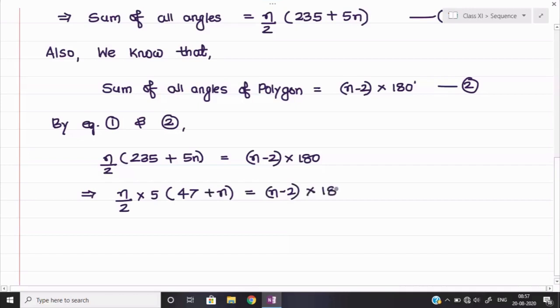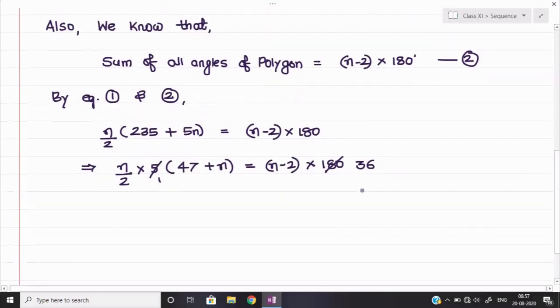If I take 5 common, then 5 and 180 I can cancel. So 5 3s are 15 and 5 6s are 30. Now let us multiply. Now we do not have any option, so at least the common term we have cancelled. Now this will remain 47n plus n square is equal to 72n minus 72 into 2, that will be 144.